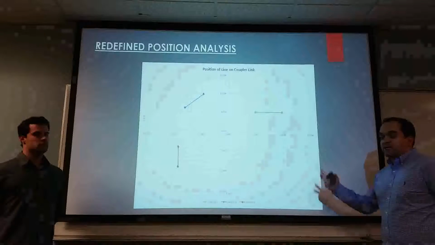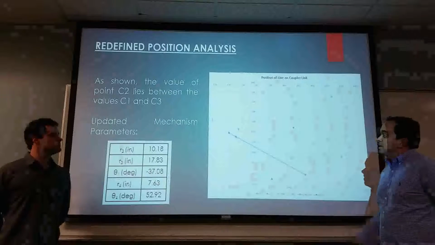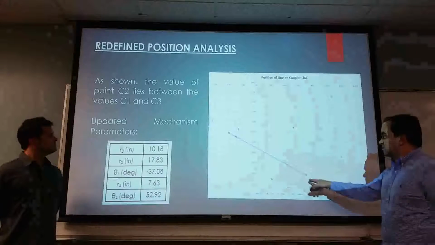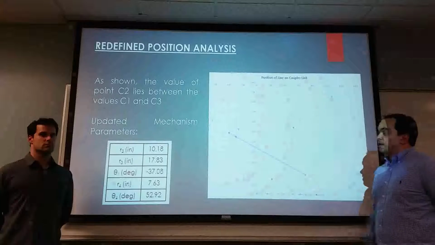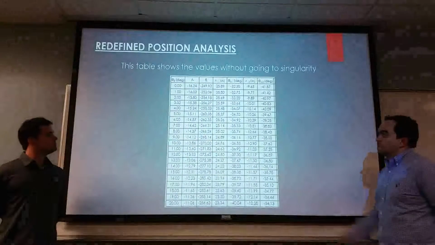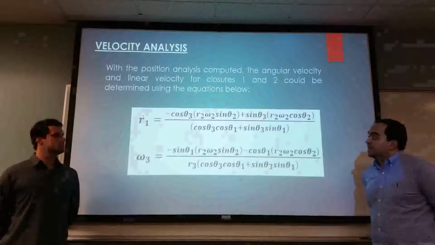This is the redefined position of the line AB. This is a new slider line. This is a straight line, and the point C2 is between C1 and C3. There you can see the updated parameters, which lead to a clean set of data for the position analysis.